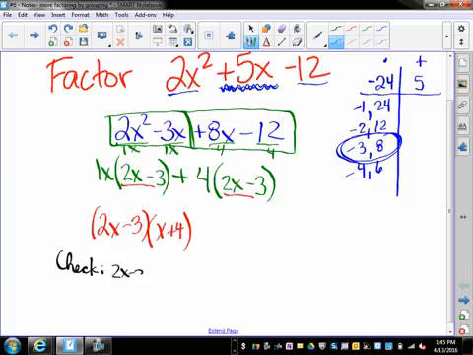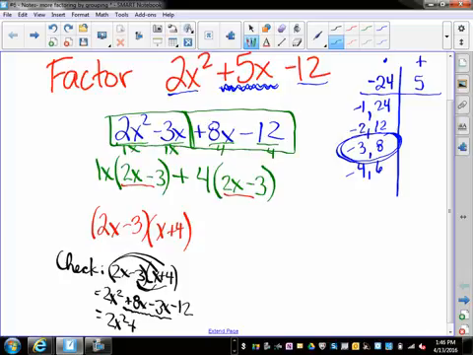Right, so 2x minus 3, x plus 4, which 2x times x is 2x squared. 2x times 4 is 8x, negative 3x, negative 12. You can combine those together. 2x squared plus 5x minus 12. Does that match? Yep. Perfect! This is our answer. There we go.